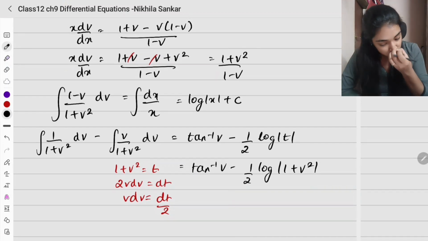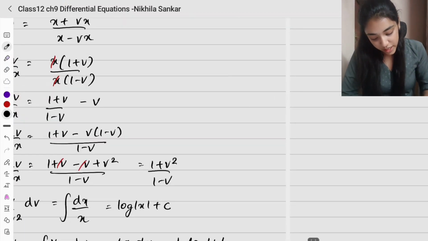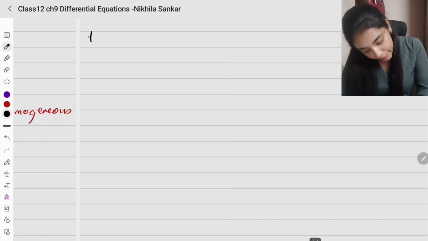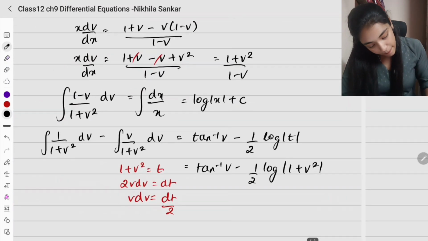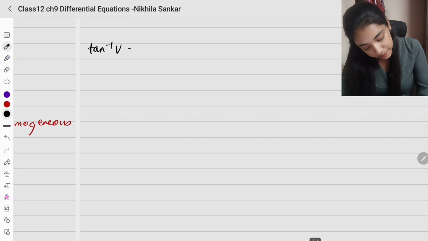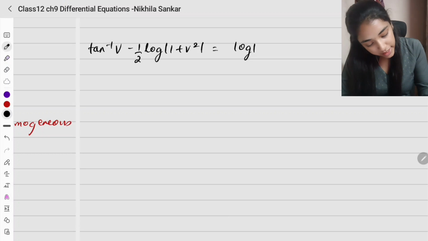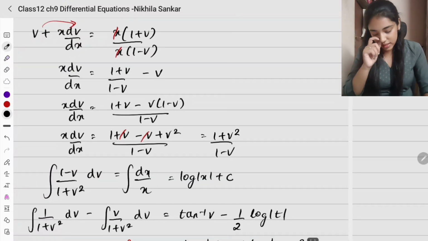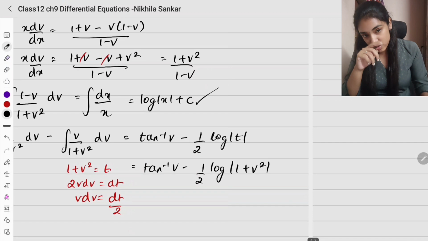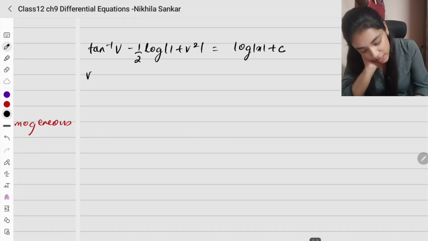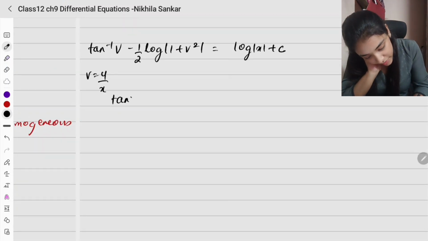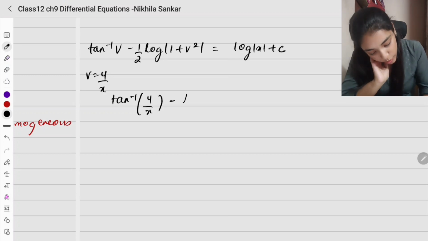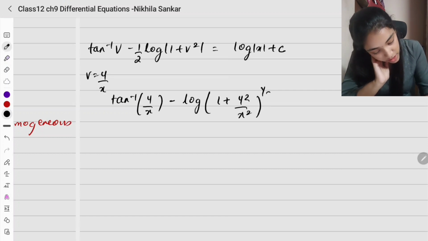Okay, so what is my solution here? What is the general solution I got in terms of v? Tan inverse v minus half log 1 plus v square. On the right hand side, I have log mod x plus c. Correct? Right hand side log mod x. In the left hand side, after solving, this has come. Okay, now I'm going to replace v with y divided by x. So I have tan inverse of y divided by x minus, the half I'm taking up, so I have log of 1 plus y square divided by x square to the power half.